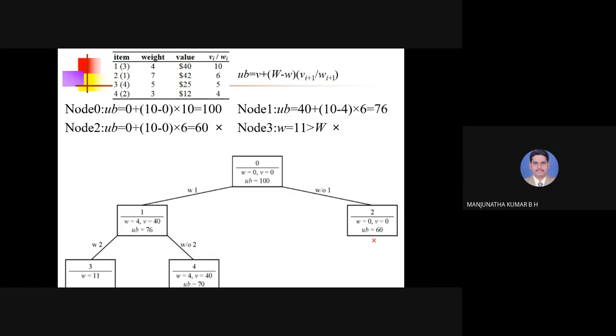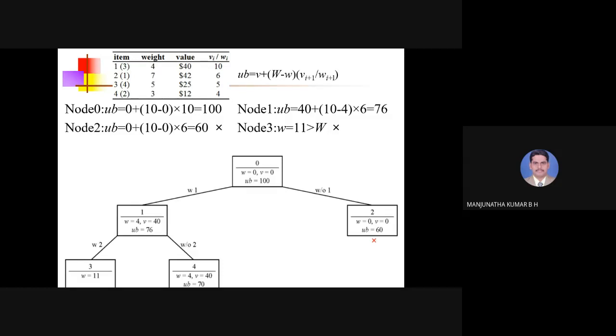So the second item weight is 7. Now, how much weight is filled till now in the knapsack? 4, because I have placed the first item in the knapsack. So the weight filled in the knapsack is 4. If I place the second item, what's the weight of the second item? 7. 4 plus 7, it becomes 11.